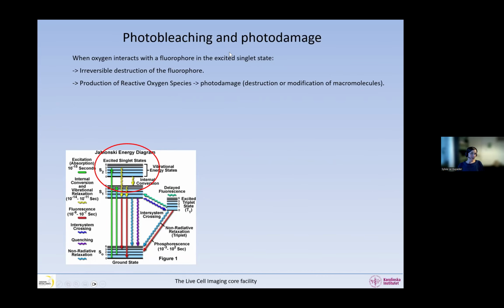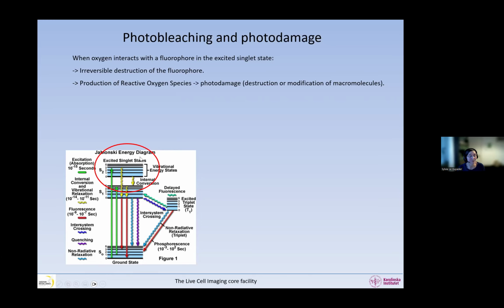So now we can have a look at photo bleaching and photo damage. What is that? When oxygen reacts with fluorophores that are in the excited state, they get irreversibly destroyed. So it is irreversibly destructed. There's no way to go back. Okay, so this is when we have the fluorophore in the excited state and then oxygen comes in.